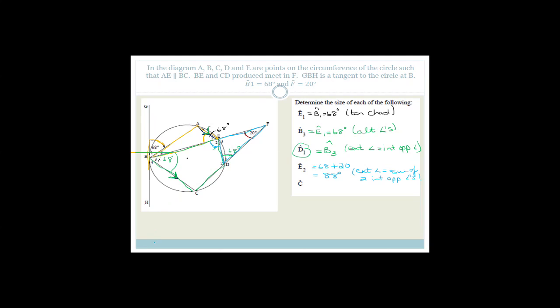Okay, and finally, they want angle C. So wait, let me just write this down. This is angle 88 degrees. Well, we've already mentioned the fact that C is part of the cyclic quad. There's B, C, D and E, and opposite angles of the cyclic quad are supplementary. So we can say that angle C is equal to 180 degrees minus 88 degrees, which is going to be 92 degrees. And then you can say it's opposite angles of a cyclic quad are supplementary. There you go. Sure, you could have gone straight to E2 and straight to C, but it's nice that they laid out the order that we have to do it in.